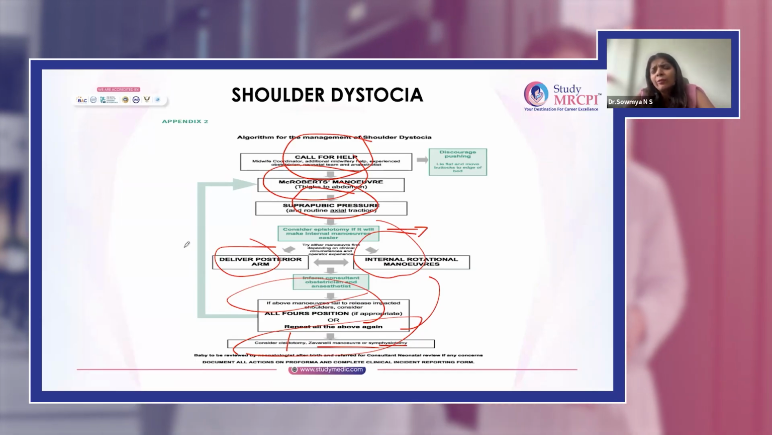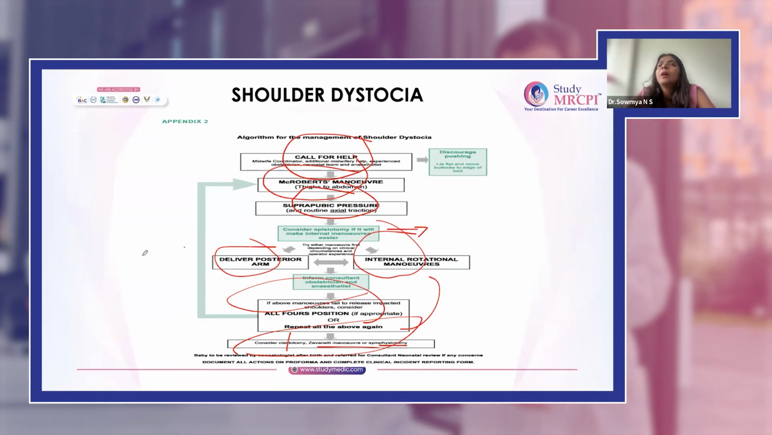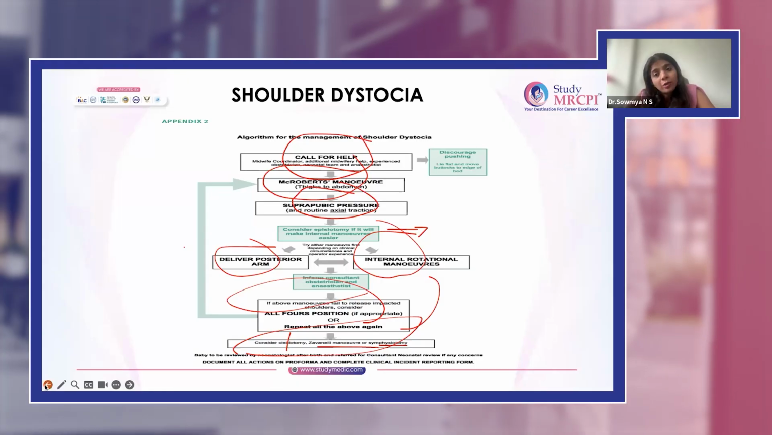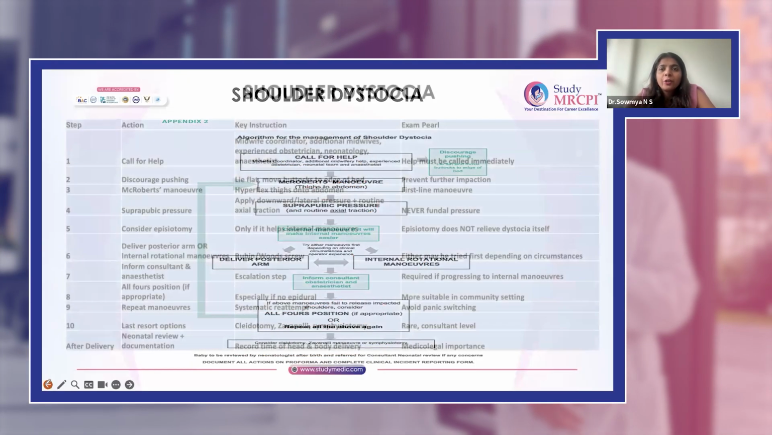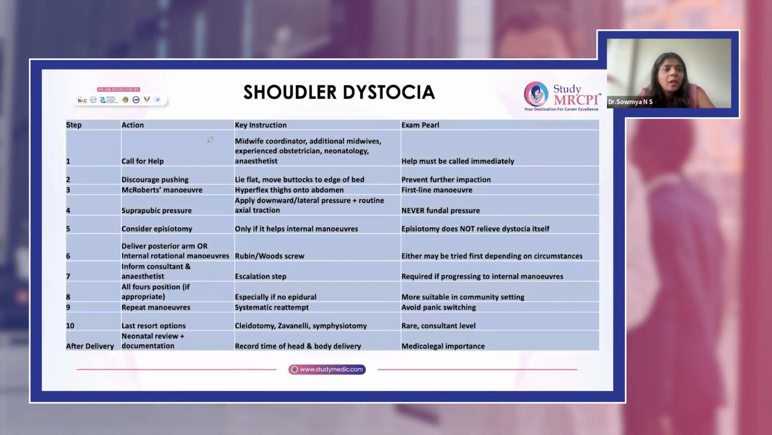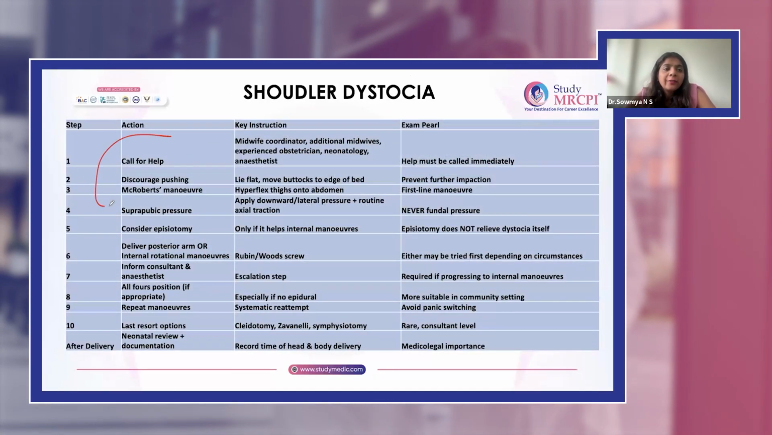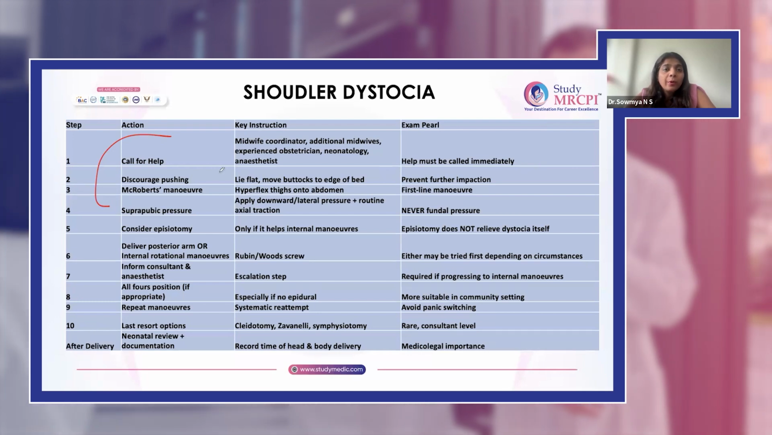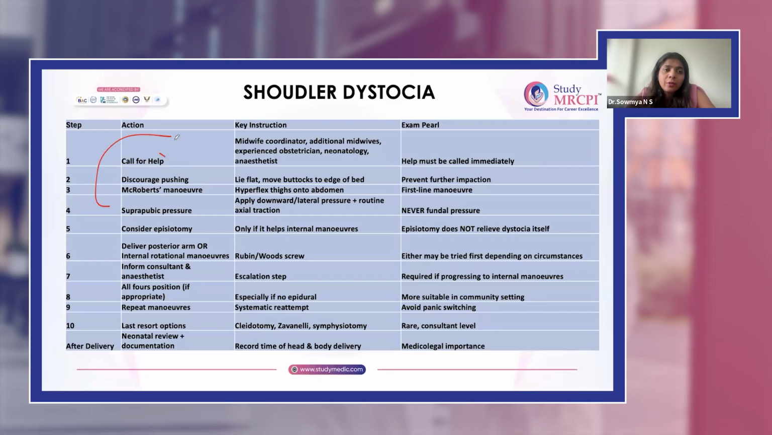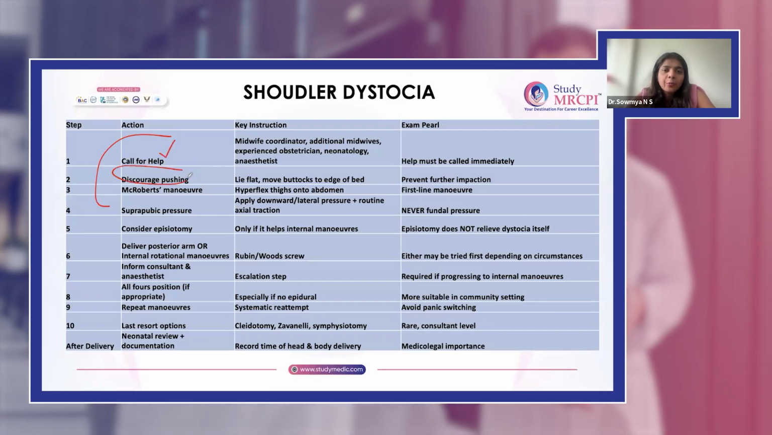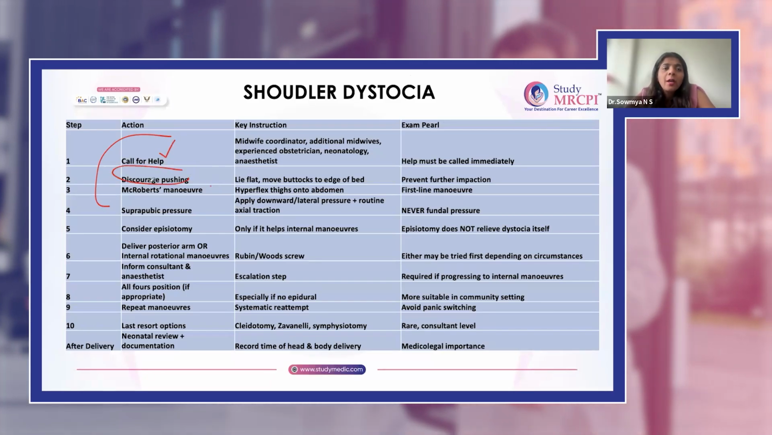Of course, there will be a lot of issues like urinary incontinence, and so on and so forth. So third lines are generally not recommended, and it should be done by a senior one. So as I mentioned, these are the different ones, but the most important thing is, once you have diagnosed, calling for help, discourage pushing and no fundal pressure.